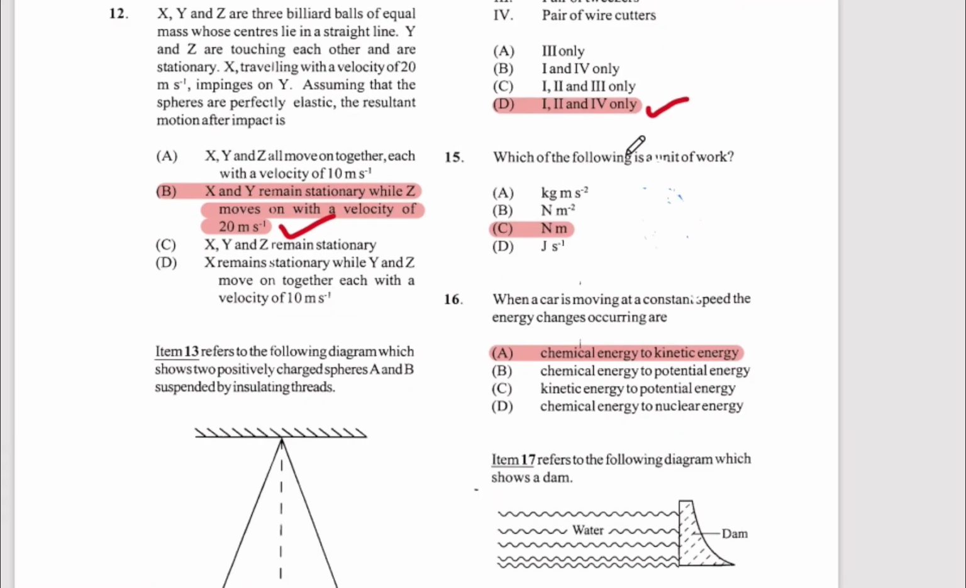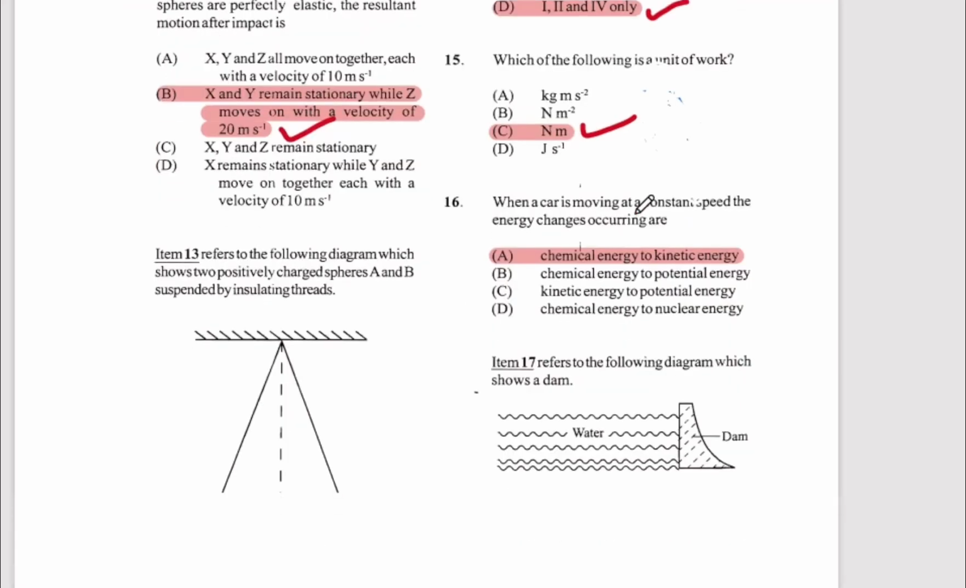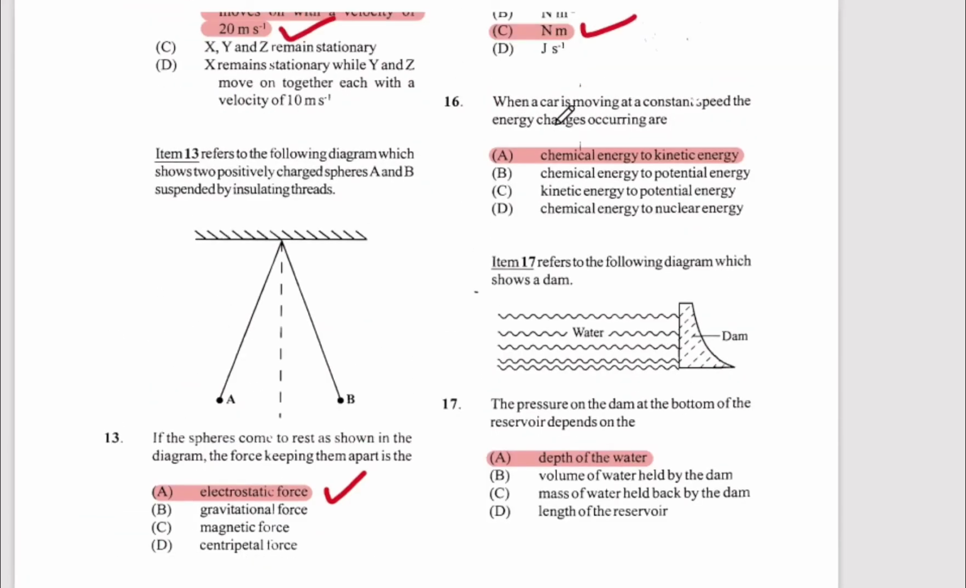Which of the following is a unit of work? And that's Newton meter. Question 16. When a car is moving at a constant speed, the energy changes that occur are chemical energy, kinetic energy.